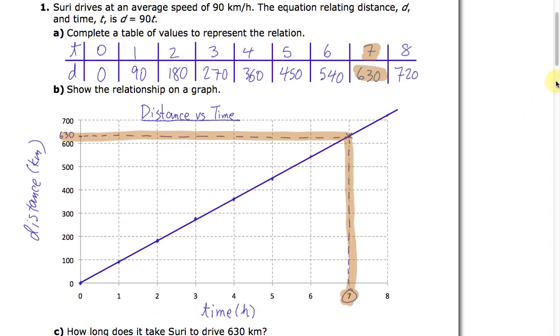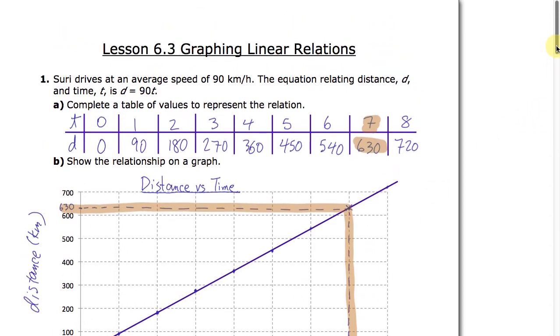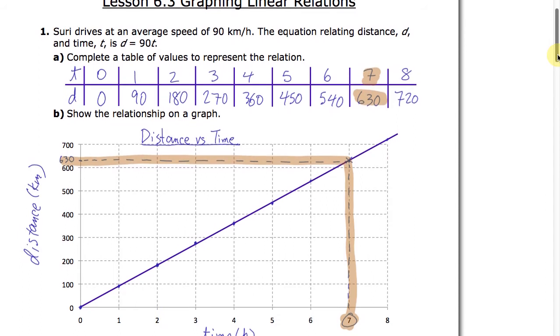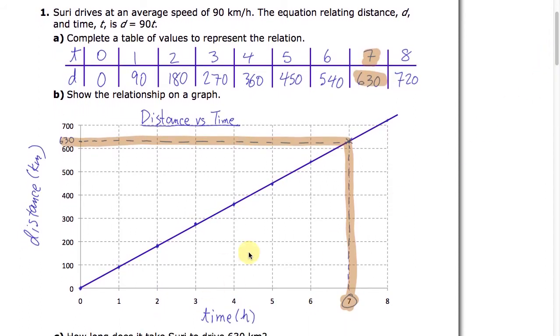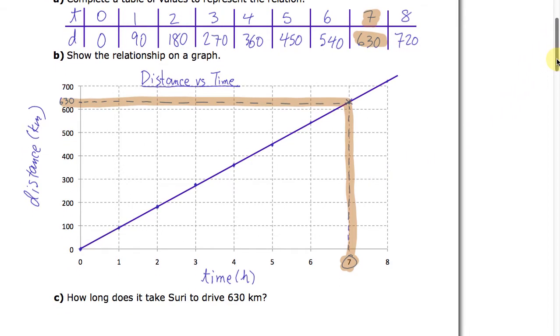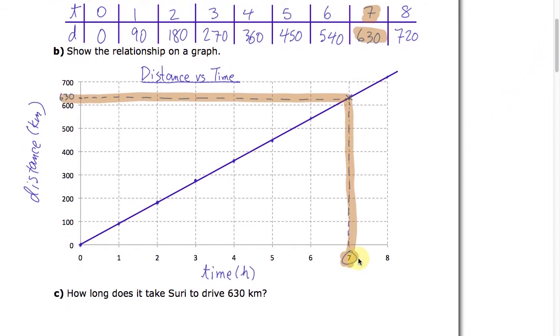And this is one way that you can use a graph to solve a problem. So showing the relationship between distance and time here, and finding out the amount of time it would take to do a certain distance. So again, that's 7 hours that you would write here.